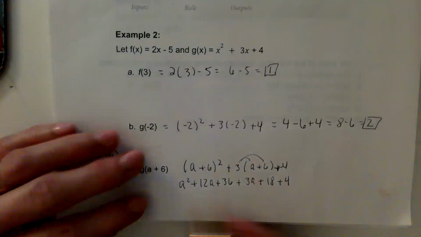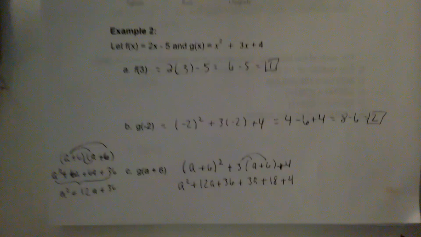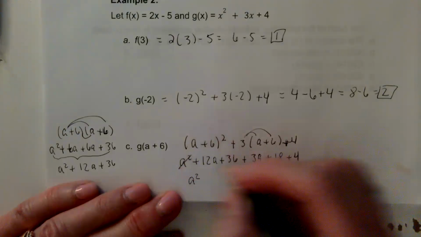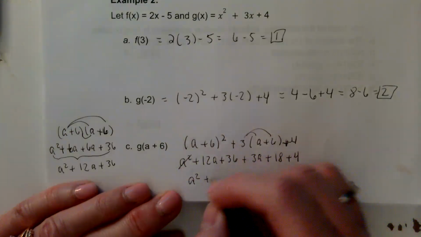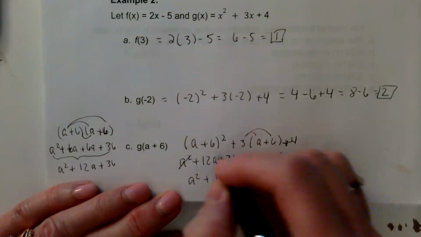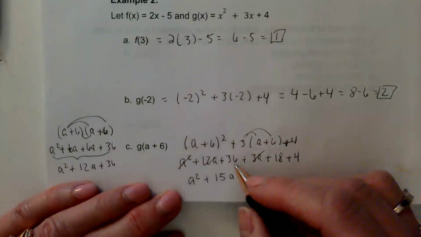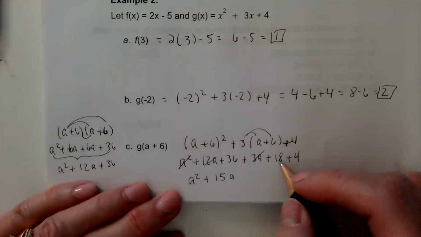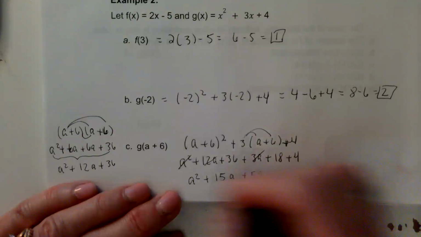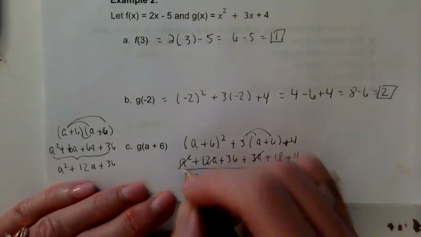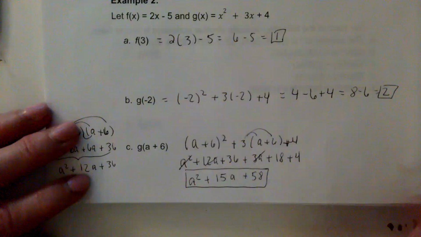And now I'm just gathering my like terms together. So I only have the a squared, I'm going to cross that off. I've got 12a and 3a, so plus 15a. And then 36 and 18 is 54, plus 4 is 58. So that is the result.